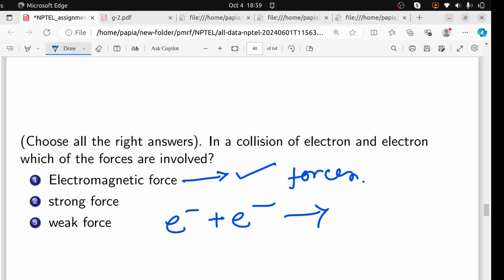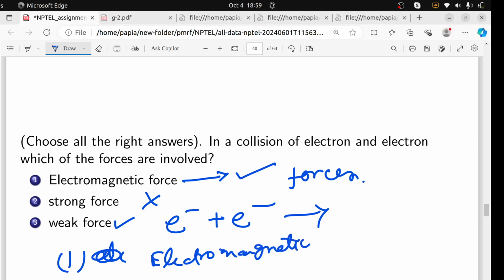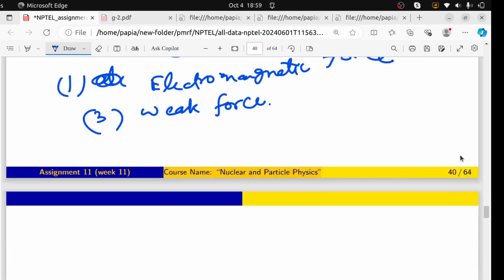Strong force. To have it in the strong force calculation, it should have the color charge. But electron does not have any color charge. So it will not interact with strong force. Now come to weak force. Electron has weak charge. That means electron can be involved in weak force. So the options are 1, electromagnetic force, and 3, weak force. These two are the correct options.